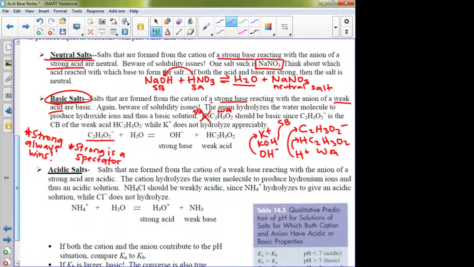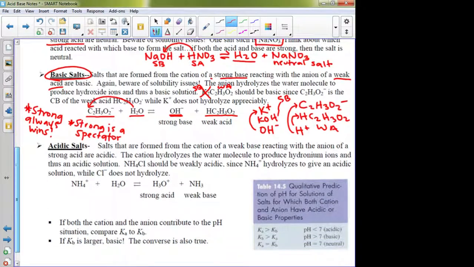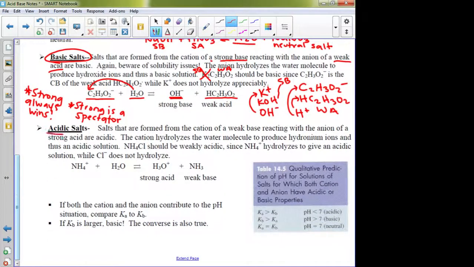Right? Yes? Okay. I know it's a basic salt because I just determined that. So that means I'm going to end up with OH negative on this side. So I added water. I ended up with OH negative. And then my product is going to be the weak acid because this will make sense in just one more minute, I promise. Okay. All right, so let's go to acidic salts next.